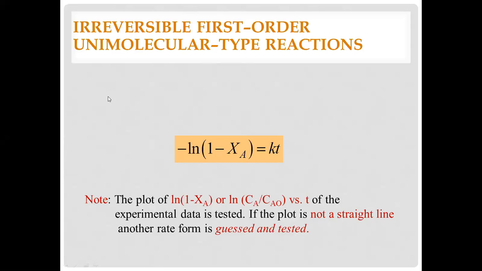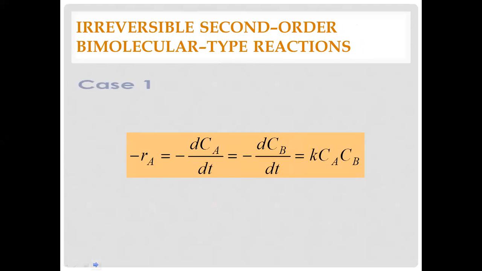Okay, so this is for our first order unimolecular type of reaction. So we have 2 sets of equations or formula. Now we go to the bimolecular type of reaction. So since it's bimolecular, then you have 2 moles of a species or 1 mole of 2 different species appearing on the left side of your equation. So you have now cases in here.